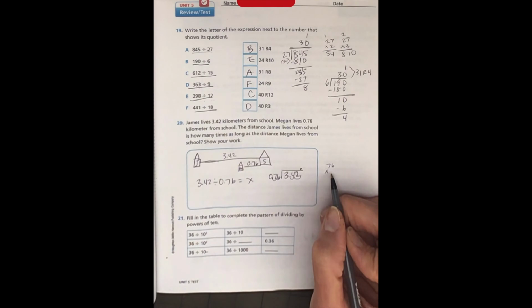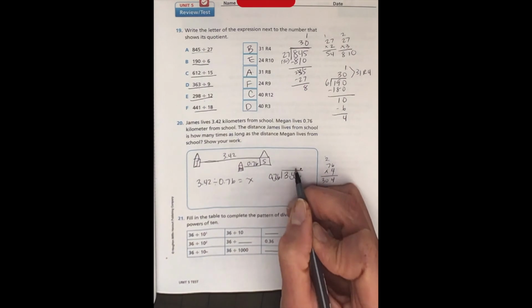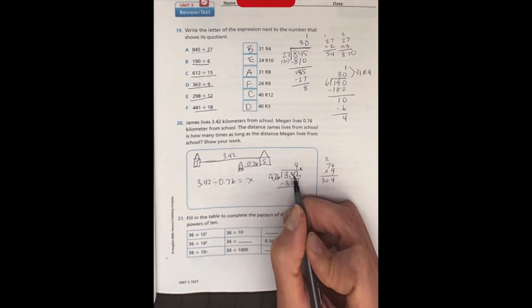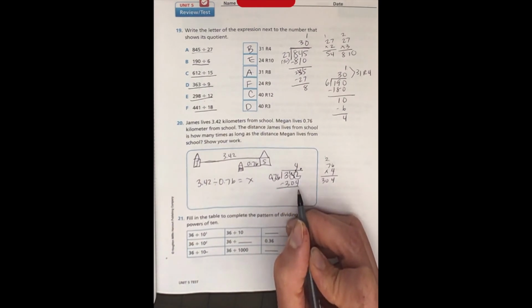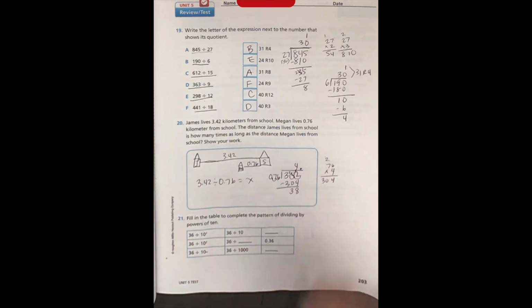Okay, 76 times, let's see, 7, 14, 21, 28, 35. Let's try 4 times. 6 times 4 is 24. 28, 29, 30. I think that's as close as we can get. So we'll do 4. That's 304. And we're going to regroup here. This is 8. This is 38 left over.